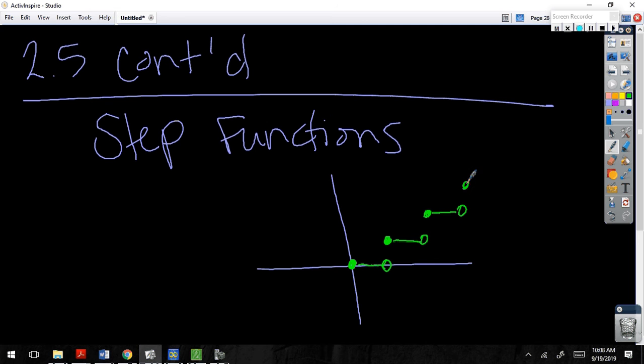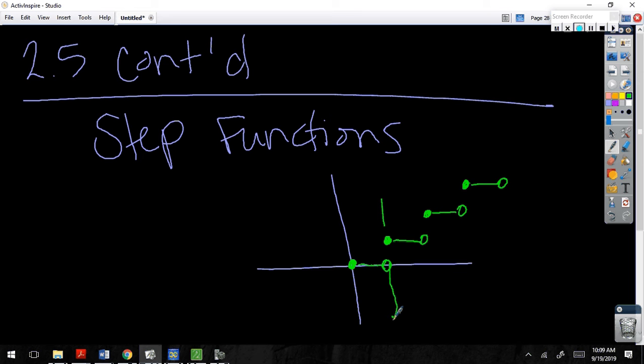I was going to say, as soon as I put it up here, you're probably going to go, oh my gosh, I've seen that before and I didn't know what it was. So it's definitely a function, and the reason it's a function is, if you look, it's passing the vertical line test, because every time I hit something like this, it's only hitting one time because of the filled-in bubble, right? And so this is what we call a step function.